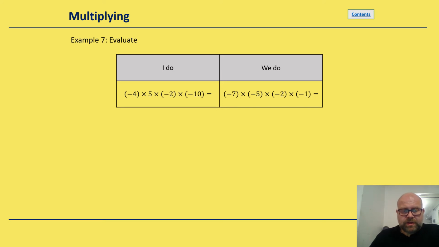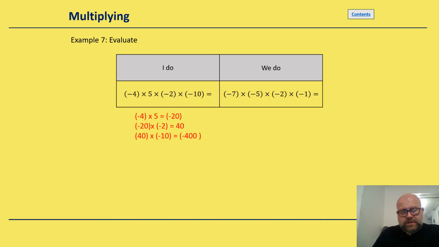So we've got -4 times 5 is -20. Then we're going to multiply that by -2. So -20 times -2 is +40. And then we're going to multiply that by -10, and the answer is -400.